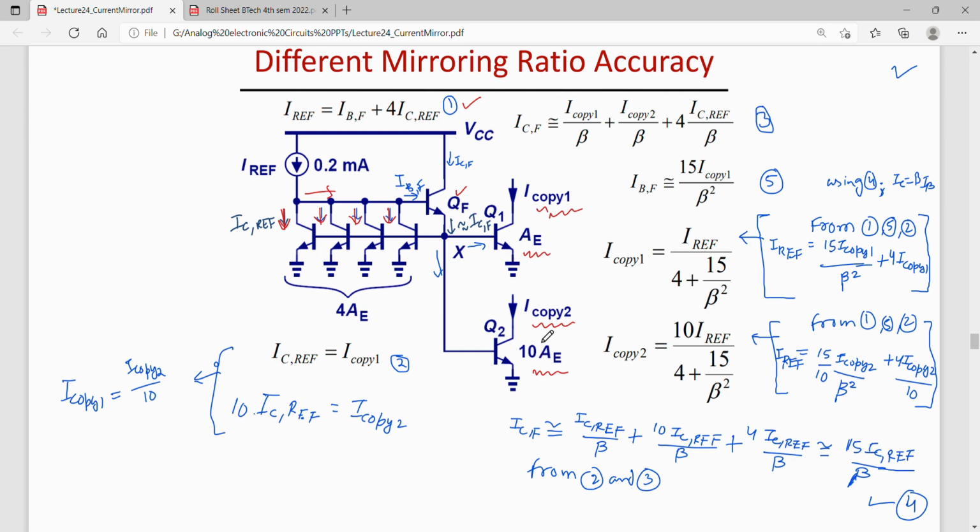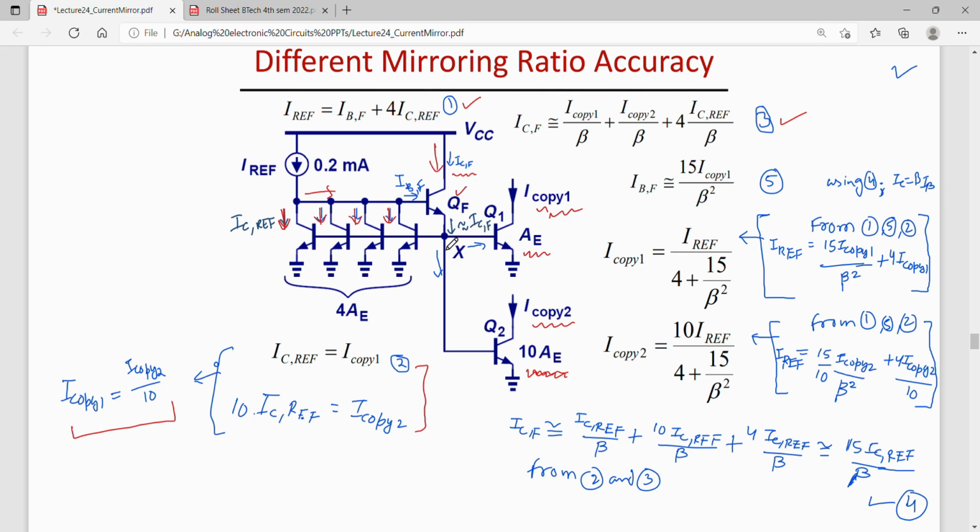Now one can write for this transistor Q2, I copy 2 will be equal to 10 times ICREF, because the emitter area is 10 times the emitter area of one transistor here. Now from these two equations I can write a relationship between I copy 1 and I copy 2. That is, I copy 1 is I copy 2 by 10.